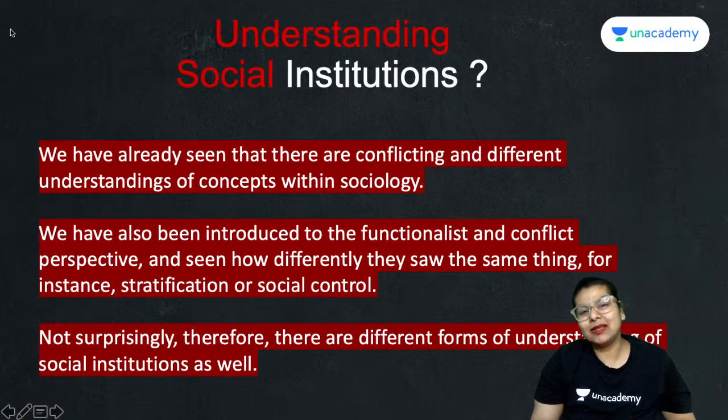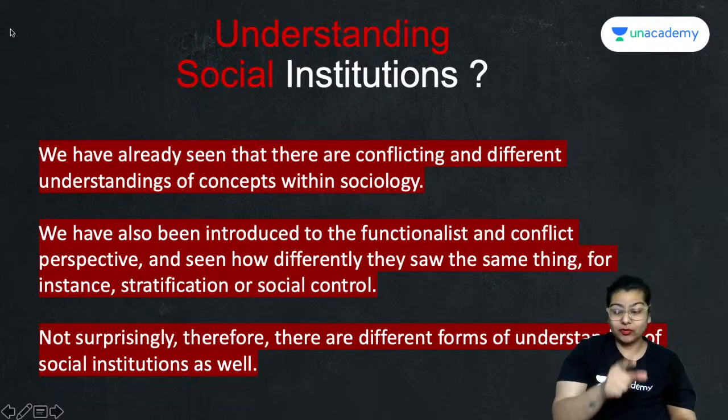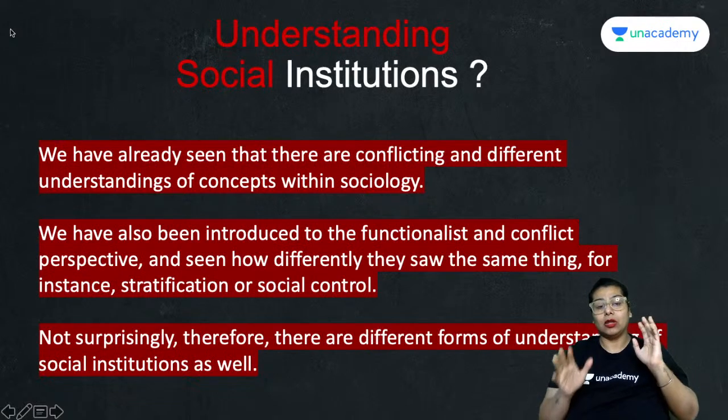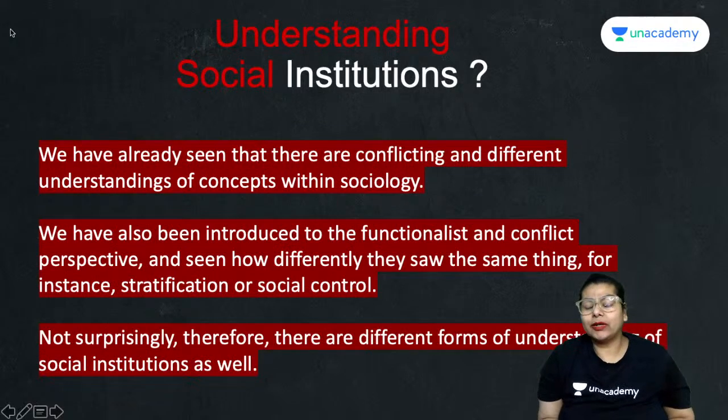Okay, we have already seen that there are conflicting and different understandings of concepts within sociology. We have also been introduced to the functionalist and the conflict perspective. Now, this is a very important segment from this chapter. What is the conflict perspective? What is the functionalist perspective? Who has written what? What is being said? Of course, Karl Marx and Emile Durkheim. You must have heard about it. So, what were the theories? What did they say? We will study all of it. Not surprisingly, there are different forms of understanding of social institutions as well, which we are going to study very soon.